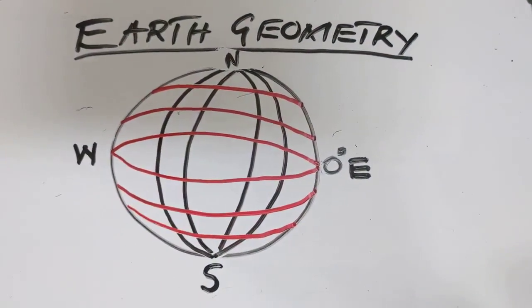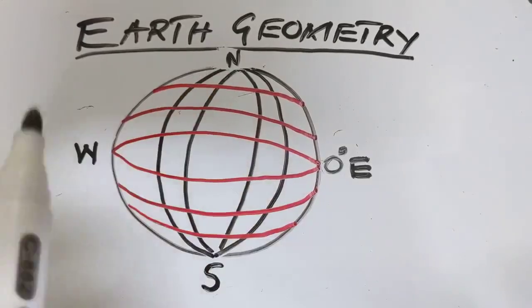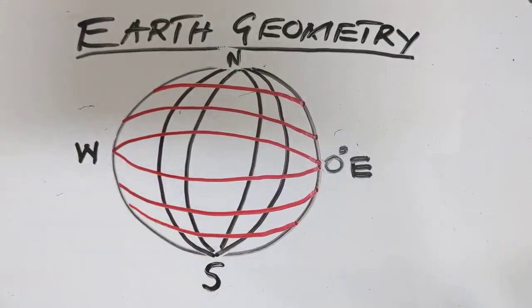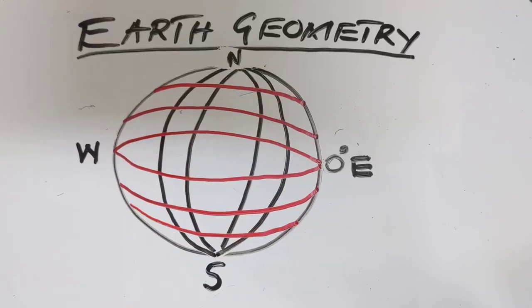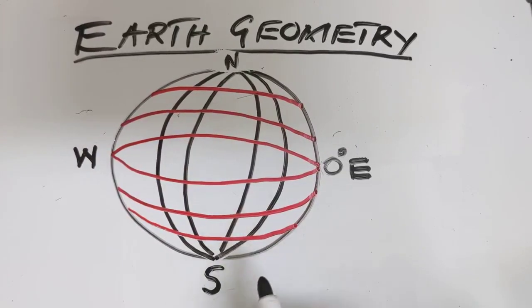Let's continue with the topic. This is earth geometry. This is north, west, east, south. It is important to know the directions. And the other part is that you need to know the names of these lines on the earth. It is very simple. I'm going to break it down for you so that you understand everything about earth geometry.